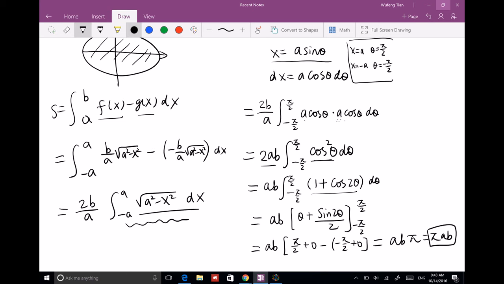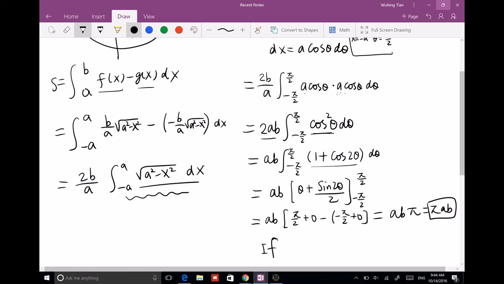Okay, so if you use the formula, you're going to have arcsine a over a, arcsine negative a over a, kind of like that. Here you basically got the pi over 2, negative pi over 2. It's not that time consuming because you don't have to put it back into x, because you got the angle, just plug it in, so you got the final answer.